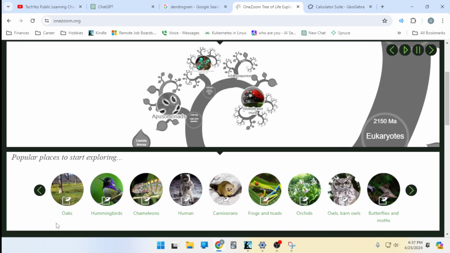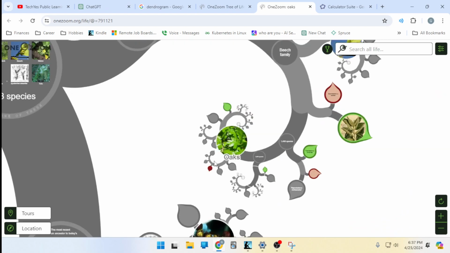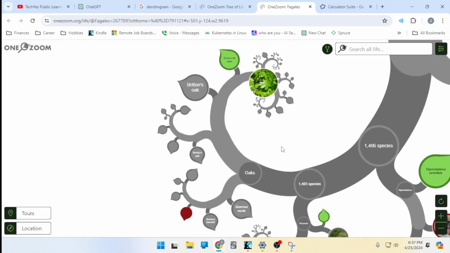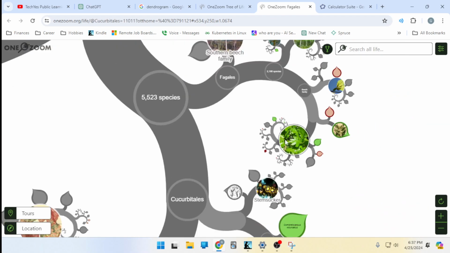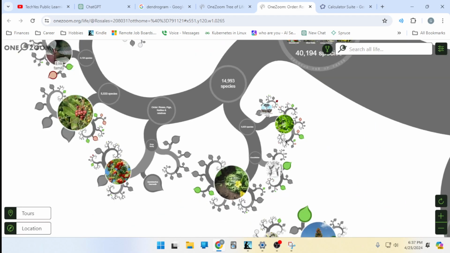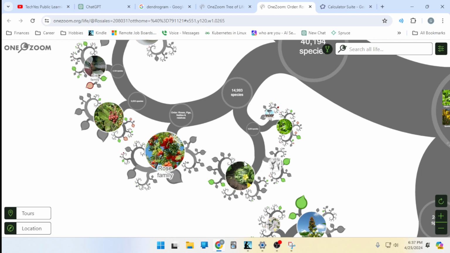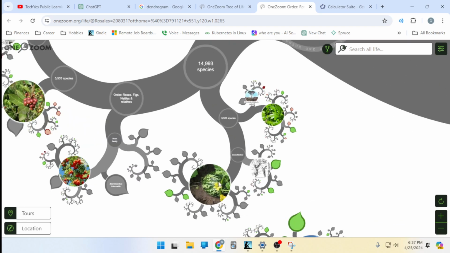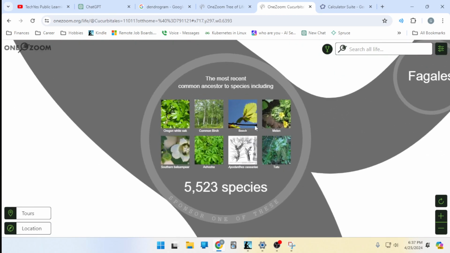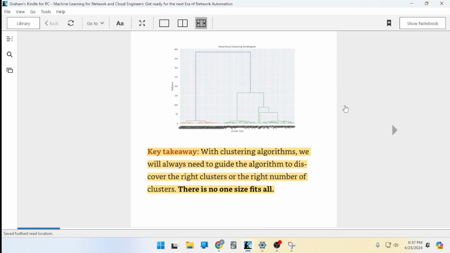Let's see where oak trees are. Oak trees are there. Very nice. Oh, watermelons are on the same branch, or they branched off. Anyway, this is interesting, but it is outside the scope of this series.